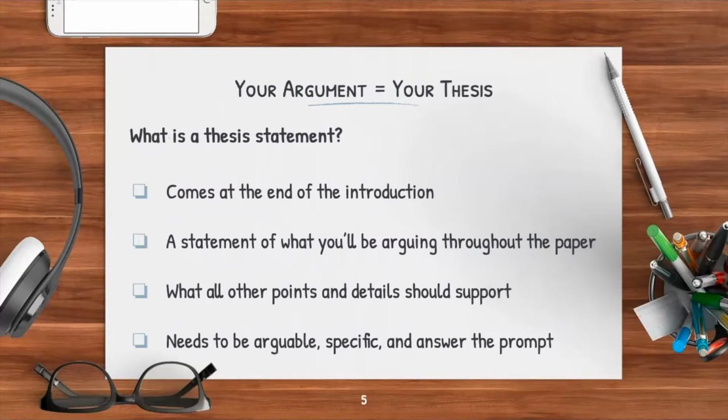Your thesis statement comes at the end of the introduction and is a summary of what your paper is about and what you will spend the whole paper arguing. All other points and details should support the thesis and show why the thesis is true. If something doesn't do that, it doesn't need to be in the paper. It shouldn't be in the paper because the point of the paper is the argument that you're making about the text. Your argument, your thesis statement, should have a few things.